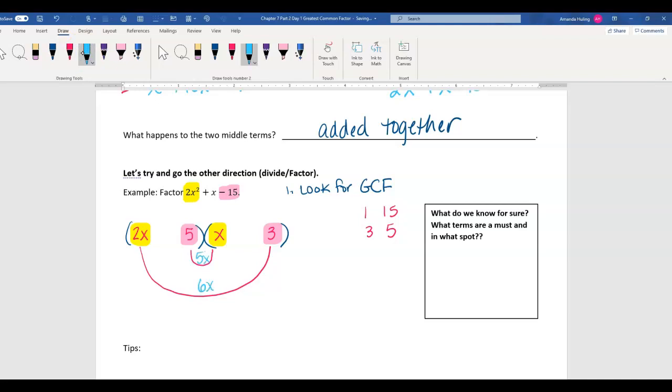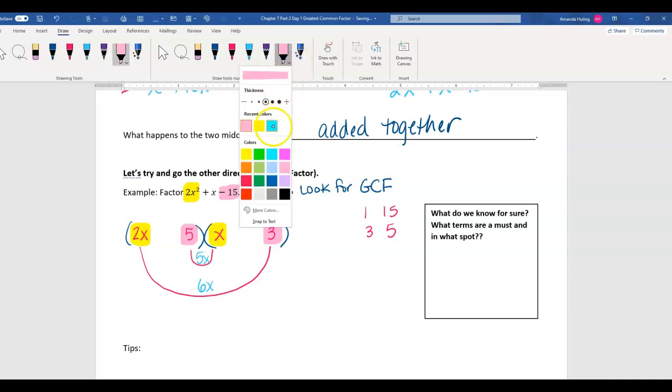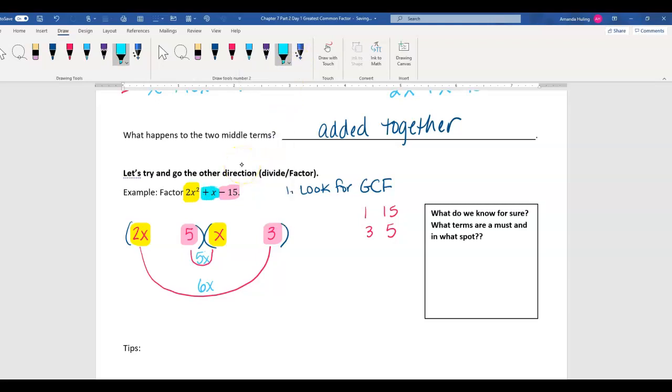So let me ask you this. Can I get positive x somehow now? Can I get that positive x? And you know what? You sure can. How would you get that positive x? Well, we would want this negative 5. That would give me plus 1x. And in order for that to be negative, this would have to be negative here, and this would have to be positive here.